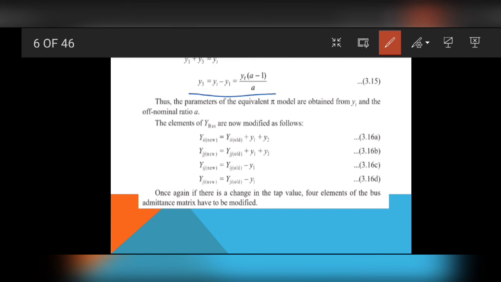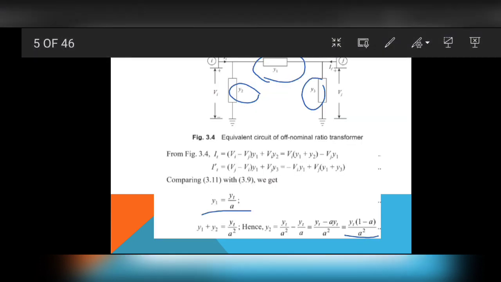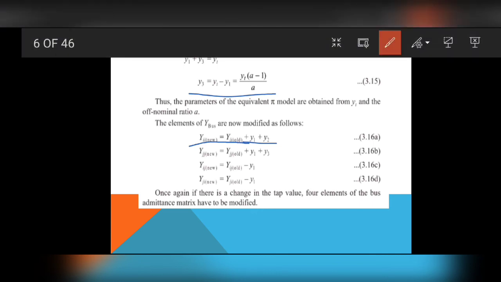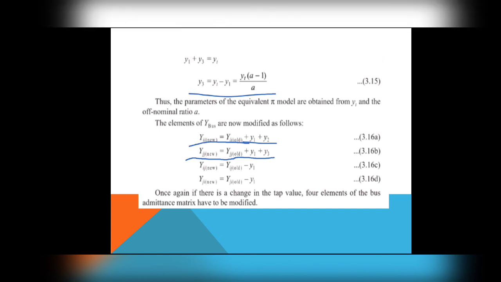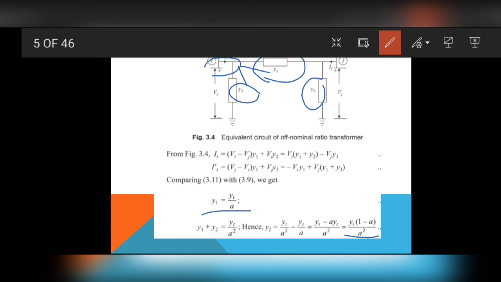So YII new is equal to YII old plus, if we just observe the diagonal, that is ith bus, the element, that is admittance, which is connected is Y1 and Y2. So we are going to write it as Y1 plus Y2 here. And same way, if you observe YJJ new is equal to YJJ old, and the value connected, that is admittance connected to the jth bus, is Y1 and Y3.